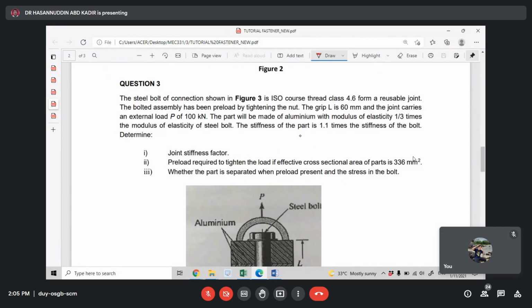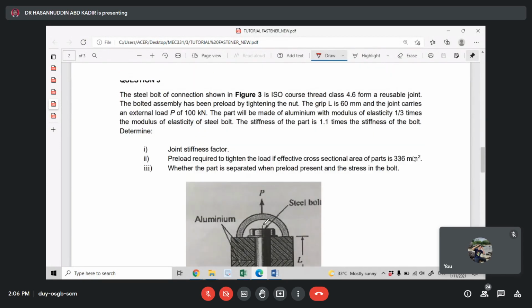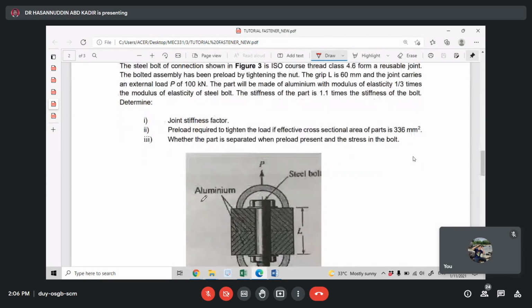So they have a steel bolt connected as shown in figure 3 here. So they only have one here. There's a bolt, then they give you the length here, the grip length L in terms of aluminium, and this one is the steel bolt. So they give you two different types of material, so you know the value of E. Okay, so they have different E. When there are different E, it will affect the C, the KP and KB.